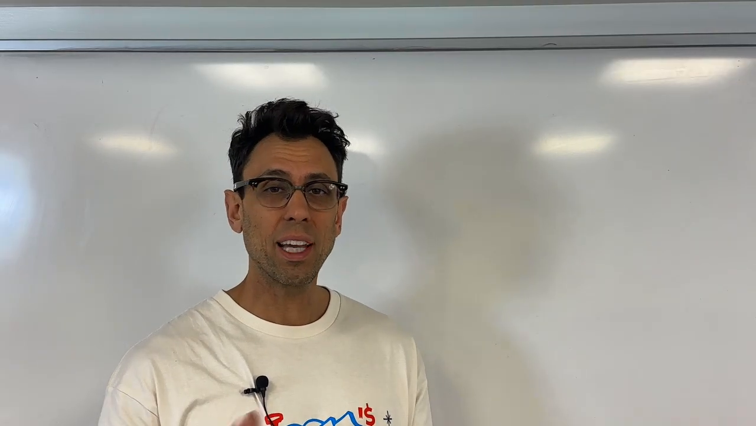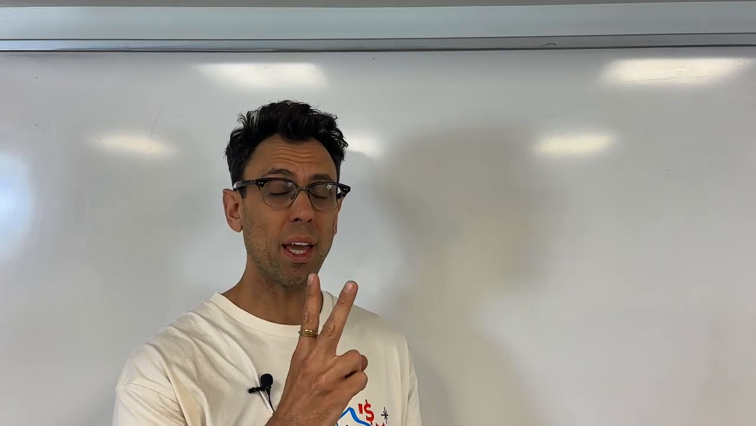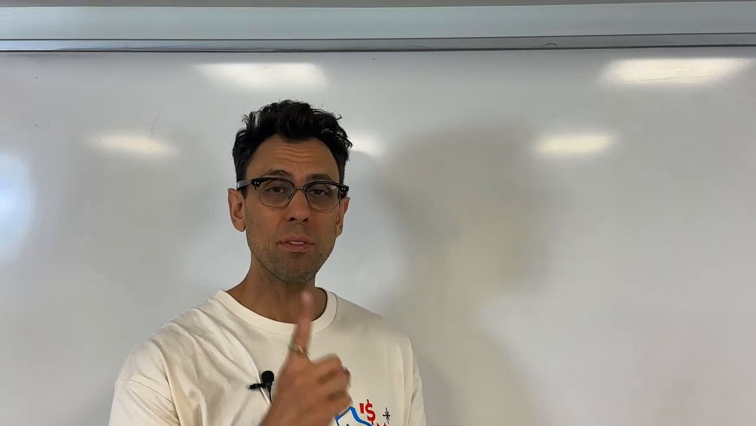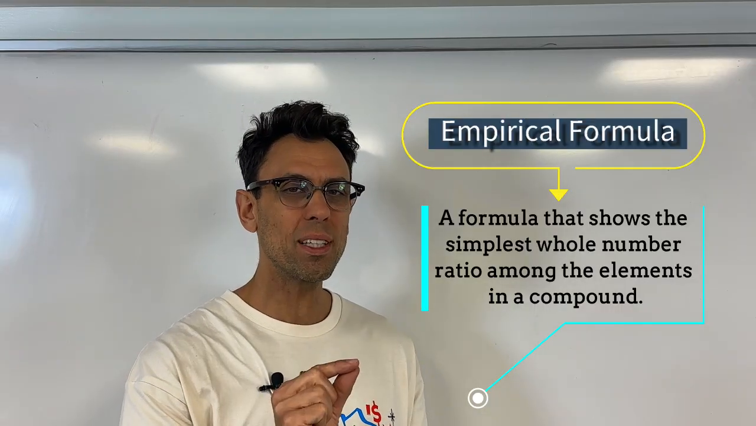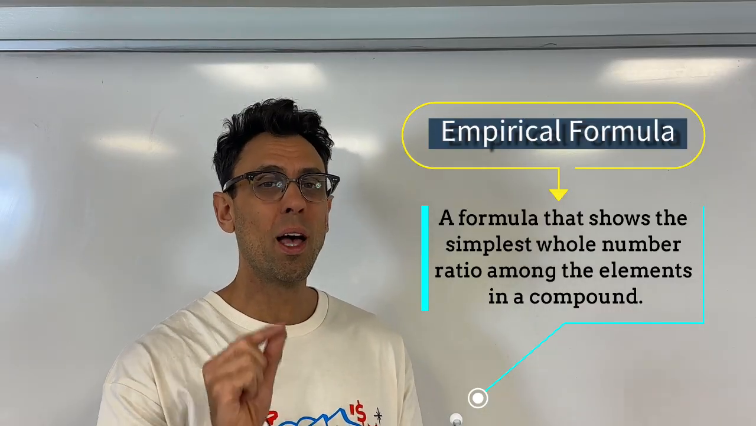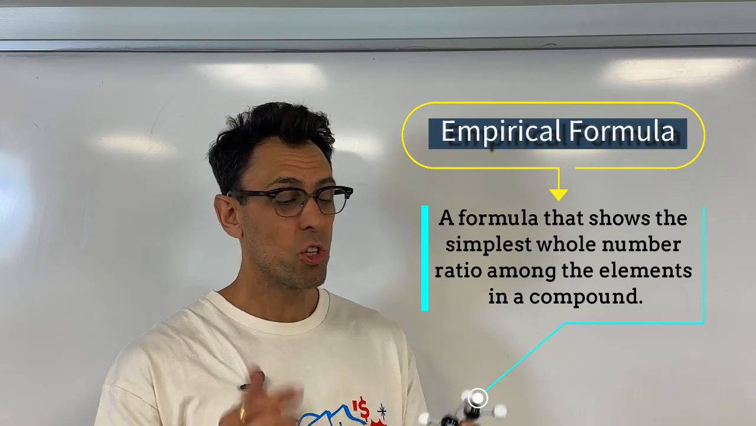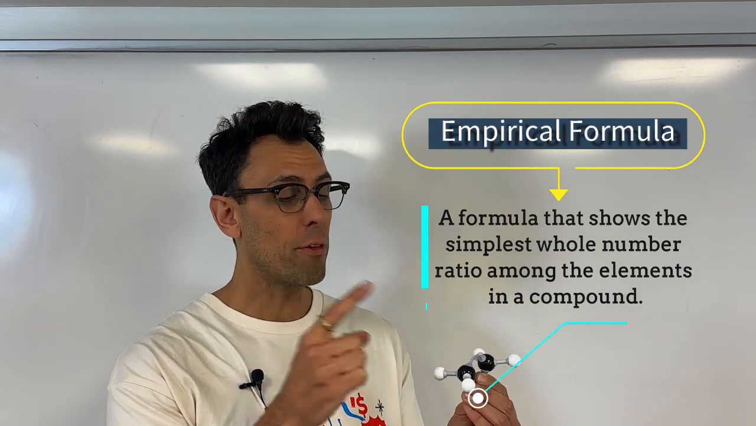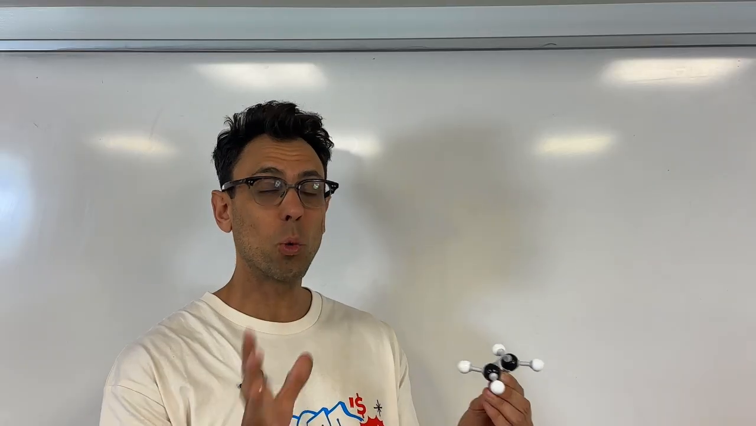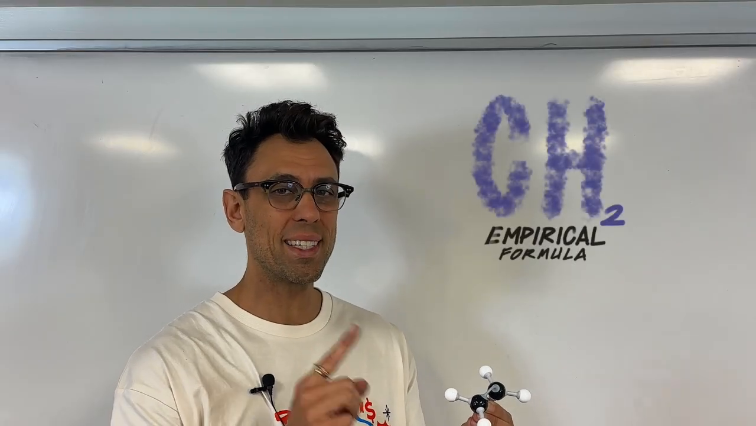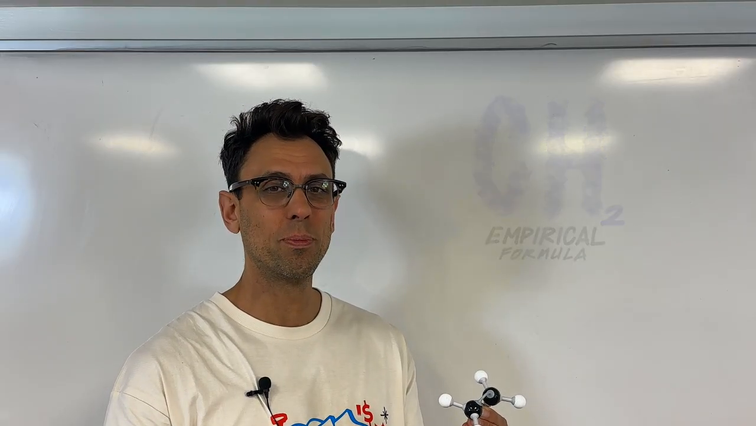By definition, an empirical formula tells you 2 things. What types of atoms are in the molecule, but also what's the simplest whole number ratio between those atoms. So in the case of ethene, for every 1 carbon atom, there's 2 hydrogens. So we would say its empirical formula is CH2.